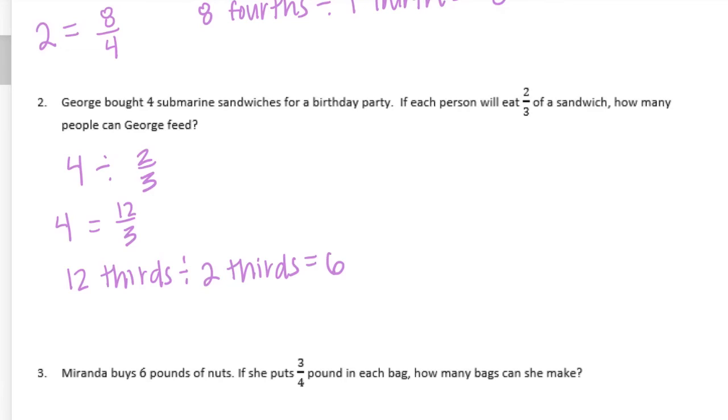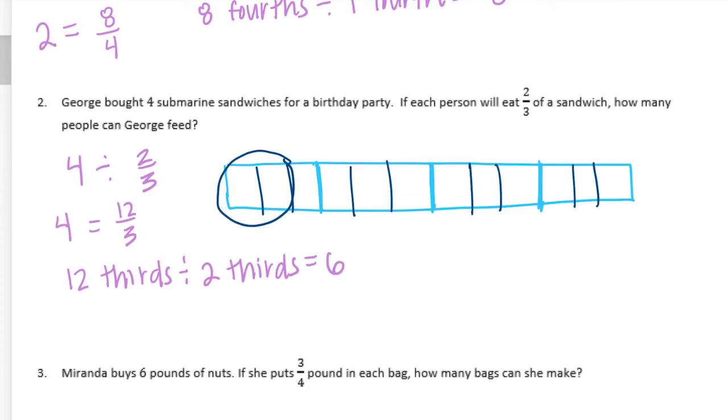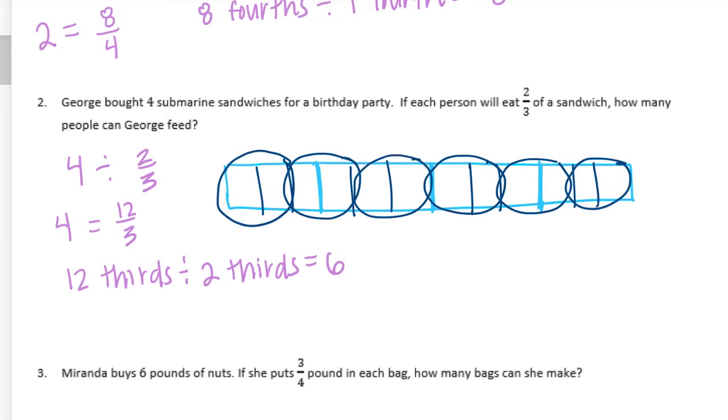So let's see if that works out in our tape diagram. So I'm going to have 4 sandwiches. So the whole is equal to 4. Split it into, there's our 4 sandwiches. And then each person's going to eat 2/3. So I'm going to split it all into thirds. And then I'll circle groups of 2/3. So there's one person. Another, this person would eat those 2/3. 2/3, 2/3, 2/3. So we would have 1, 2, 3, 4, 5, 6. So George can feed 6 people.